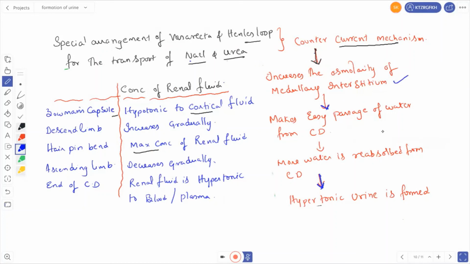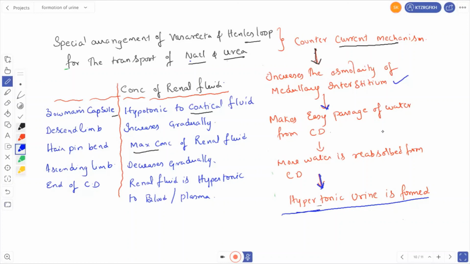When the osmolarity of the medullary interstitium is increased, it makes easy passage of water from the collecting duct. So more water is reabsorbed from the collecting duct into the medullary interstitium. So in the collecting duct, the water has decreased, the concentration of urine is increasing, and the urine becomes hypertonic.